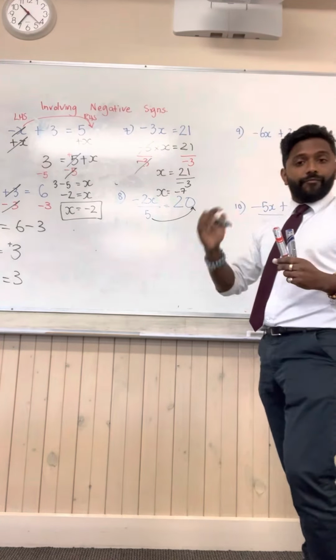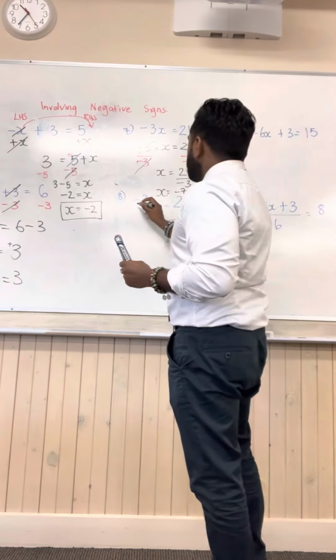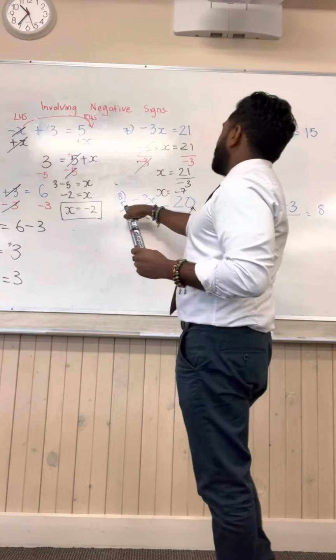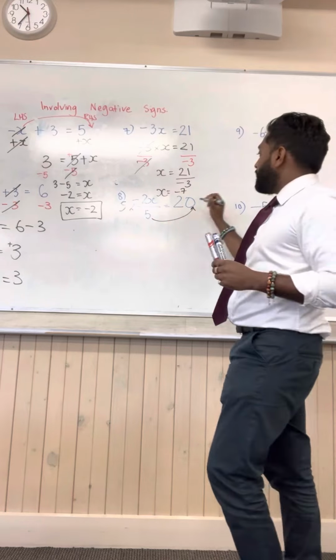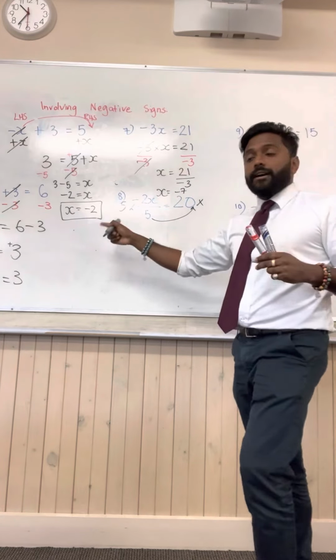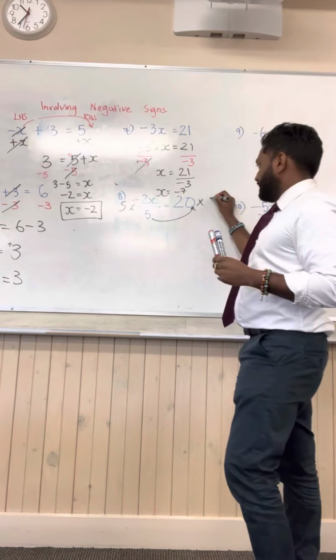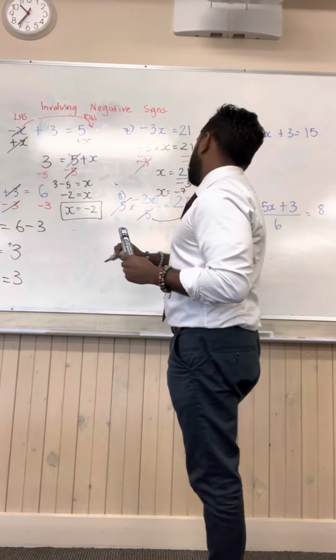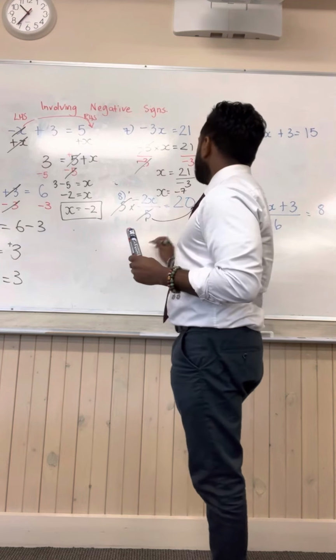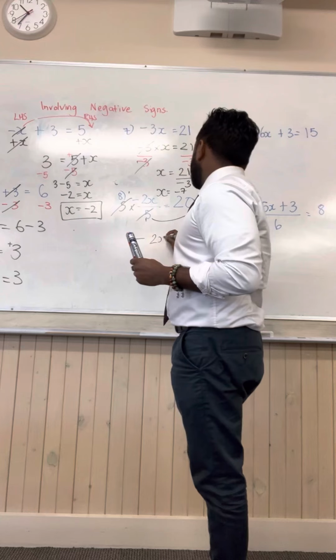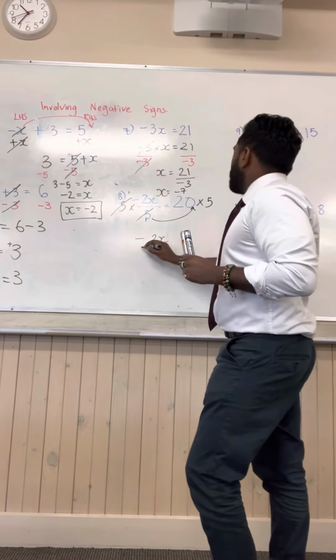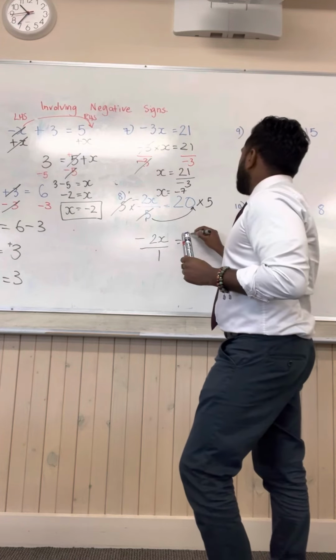So what's the opposite of divide by 5? It's going to be multiply by 5. So we're going to get rid of it by multiplying by 5 on this side. Whatever you do to the left-hand side, you must do to the right-hand side. These cancel out. They become a 1. Now you're left with negative 2x over 1 is equal to 100.